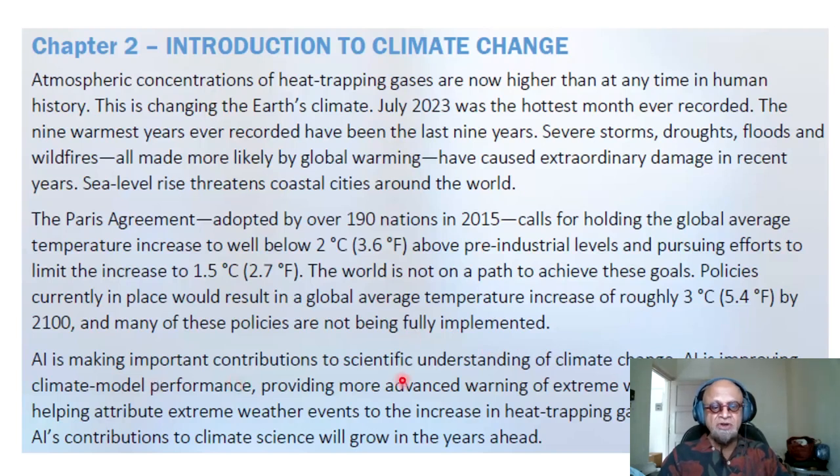AI is making important contributions to scientific understanding of climate change. AI is improving climate model performance, providing more advanced warning of extreme weather events, and helping attribute extreme weather events to the increase in heat trapping gases in the atmosphere. AI's contribution to climate science will grow in the years ahead.